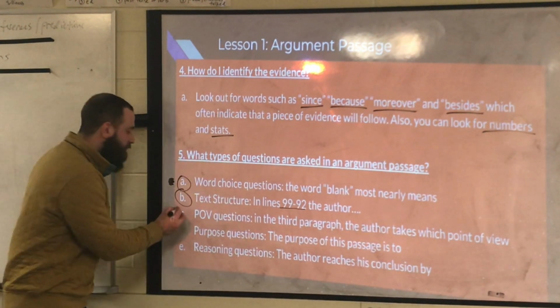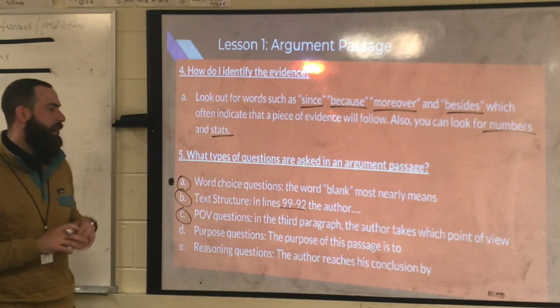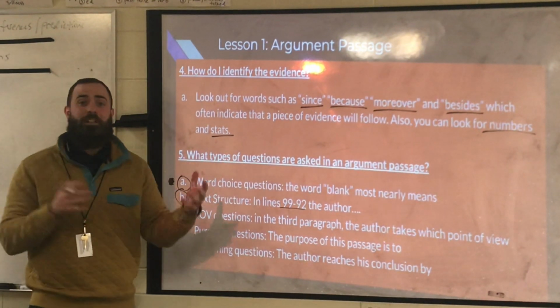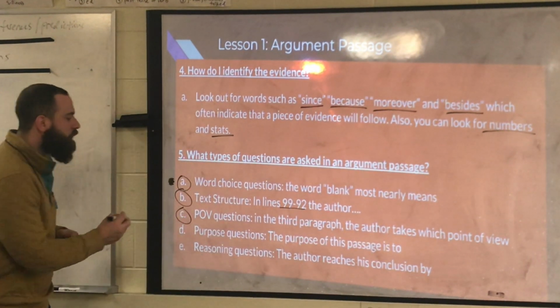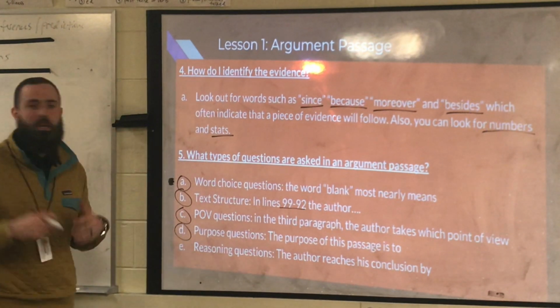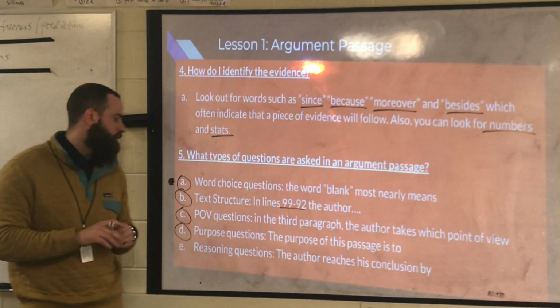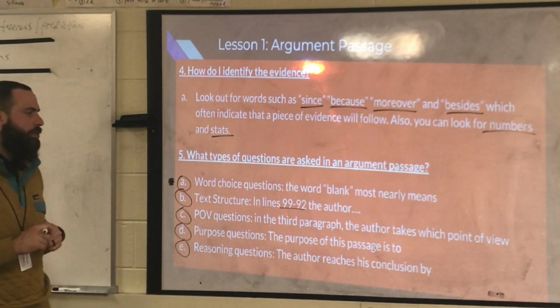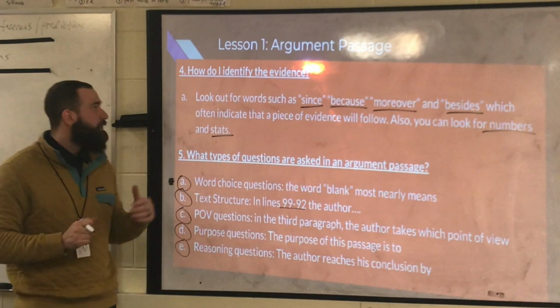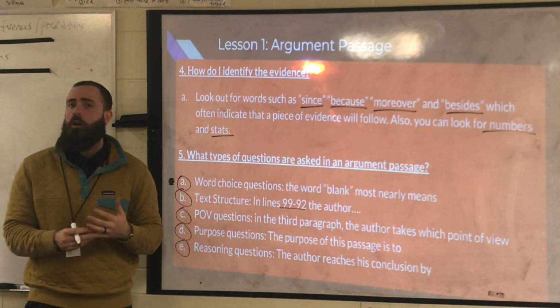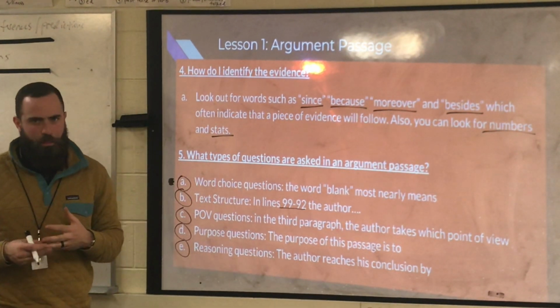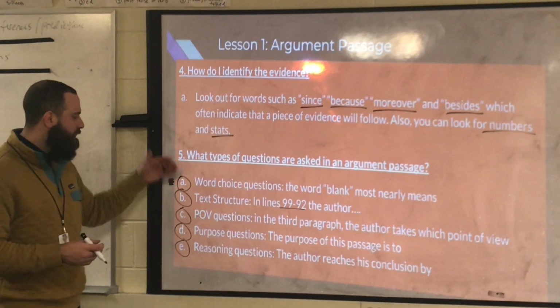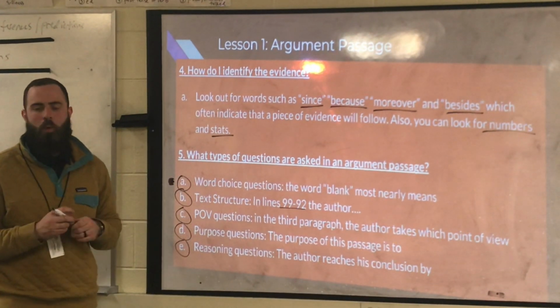You could also have point of view questions, where in the third paragraph the author takes which side of an argument. You'll have purpose questions, meaning what was the overall argument or the purpose of the passage. And then lastly, we have our reasoning questions. The author reaches his conclusion by. So just understanding what an argument is and what is the evidence being used to support it, you could see 5 different types of questions.